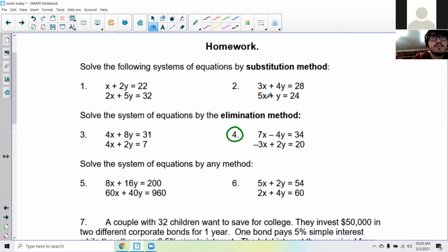So looking at number 2, I'm going to rewrite this bottom equation like this: y equals -5x plus 24. Now, I don't think these are ugly, but they might be. So take a few minutes, see if you can come up with answers for 2 and 4, and then we'll share out. I'm going to make sure they're not ugly equations, though.